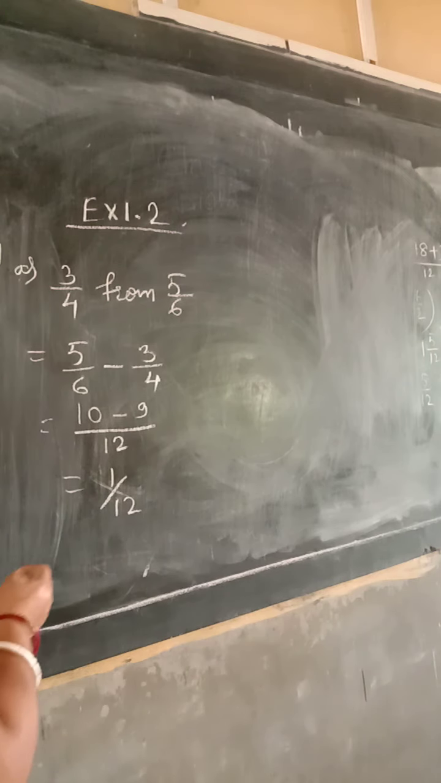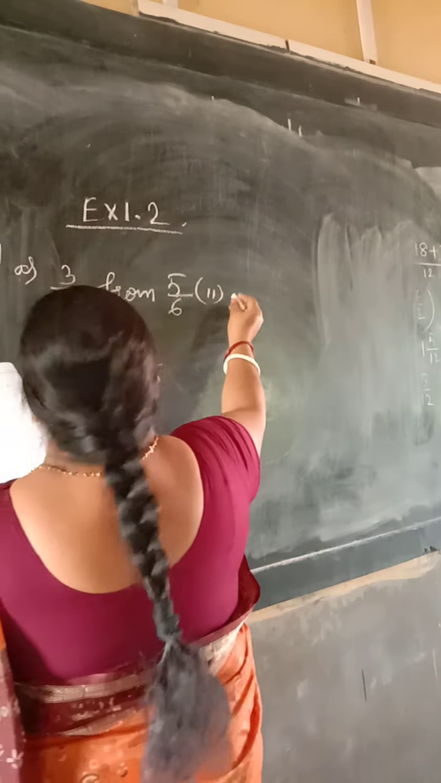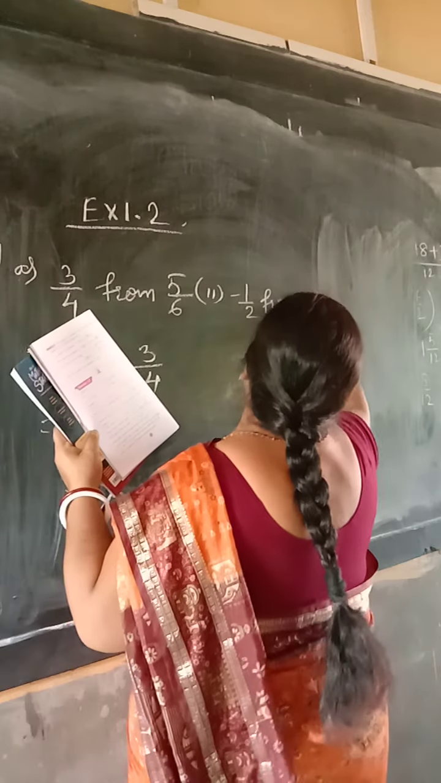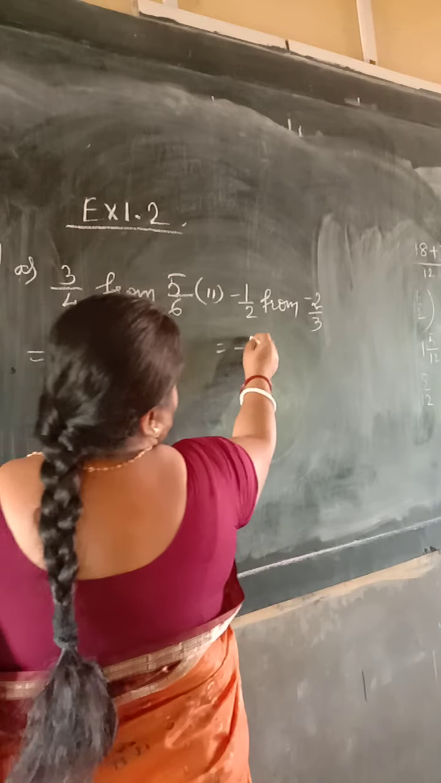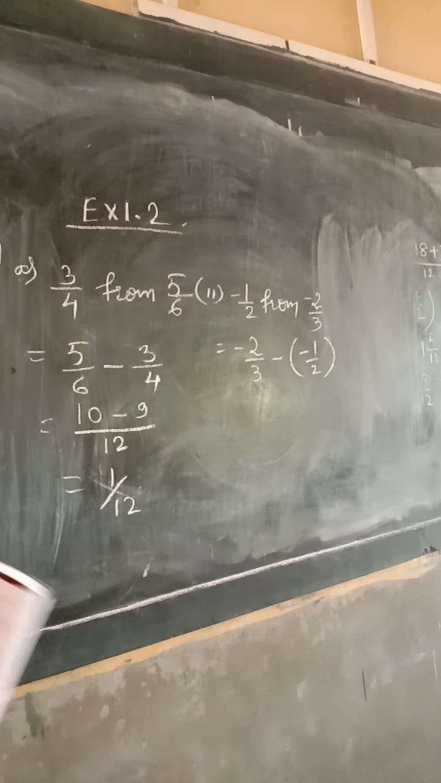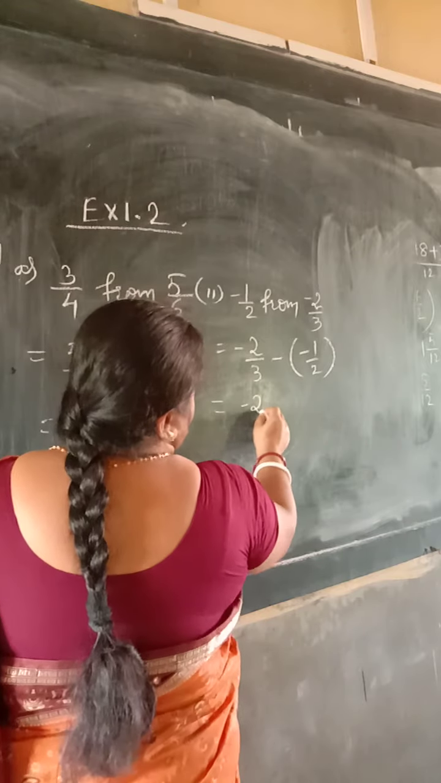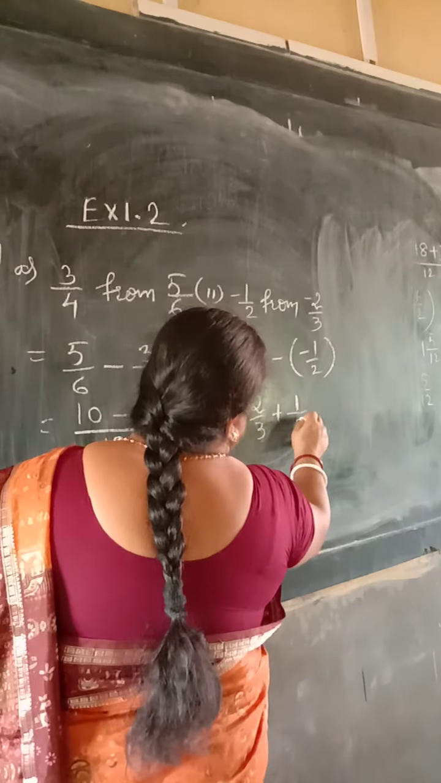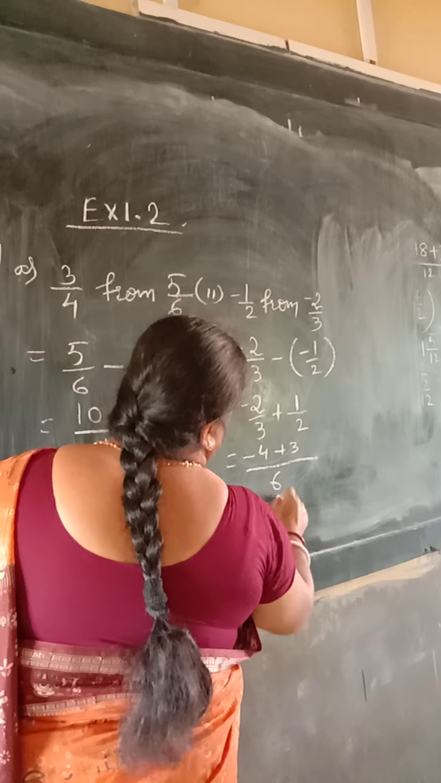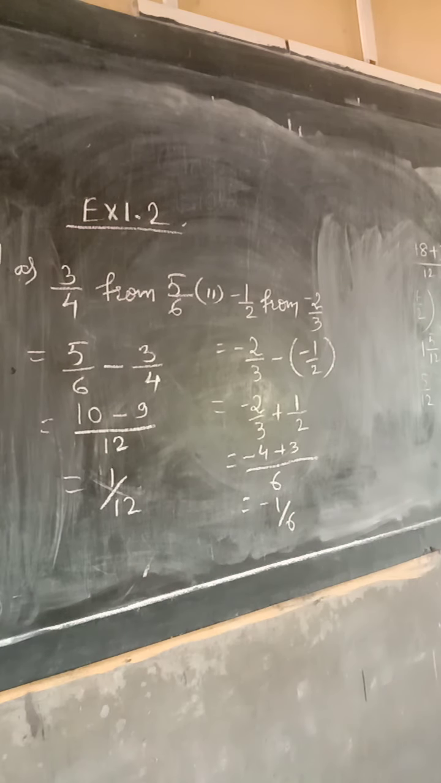Now you can see number 2. It is given minus 1/2 from minus 2/3. So I'll be writing minus 2/3 first minus 1/2. Is it? Then we have to solve it. Minus 2/3 plus 1/2. LCM is 6, minus 4 plus 3 or minus 1/6. Is it? This is question number 2.